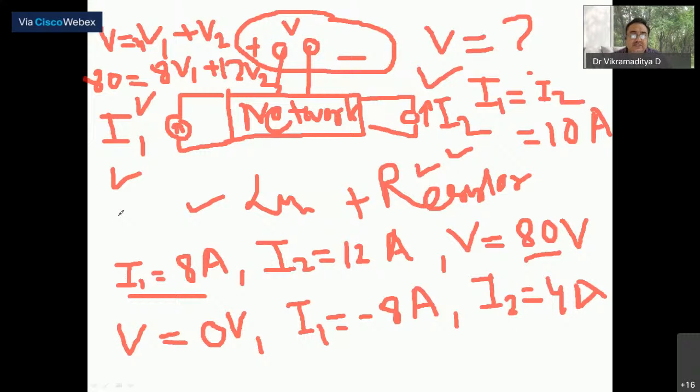and so let us solve this. So give me the answer. When you solve these two equations, 80 is equal to 8v1 plus 12 v2 and 0 is equal to minus 8v1 plus 4 v2, what will you get? How much will you get v1 and v2? Please tell me fast.